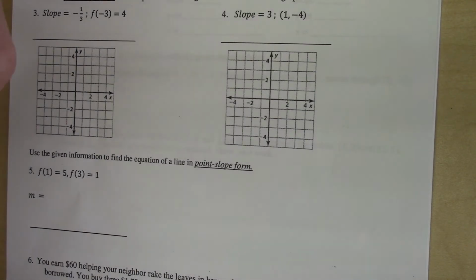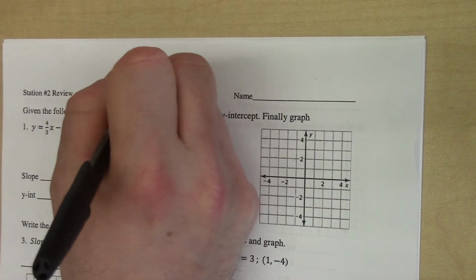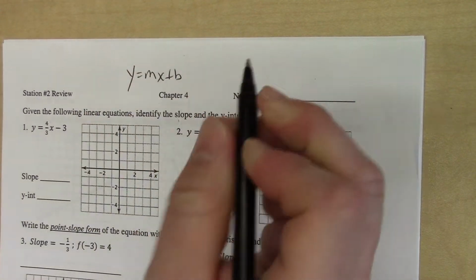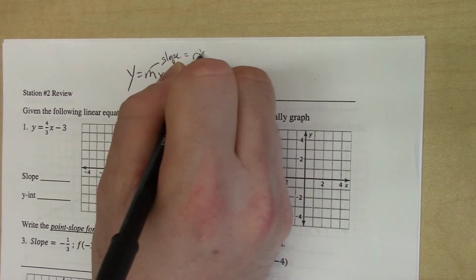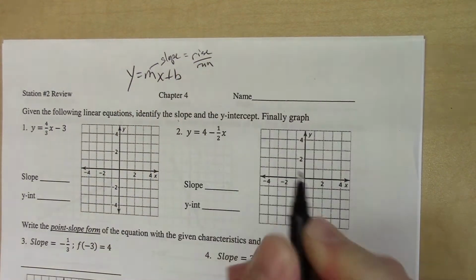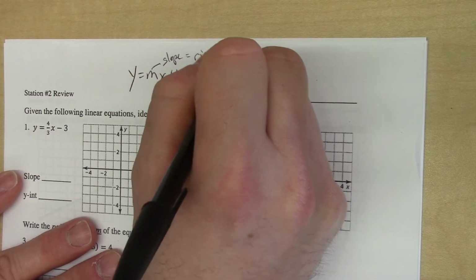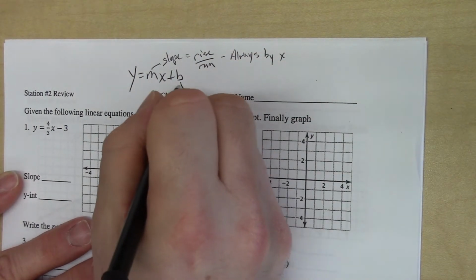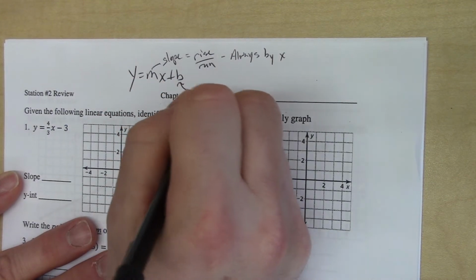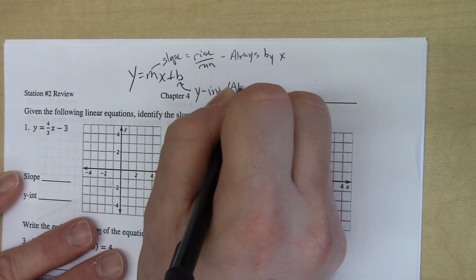Okay. Sheet 2, on top, again, I'm going to write y equals mx plus b, right, where m is your slope, which is, of course, your rise over run. We kind of need to know that for what we're doing here. And remember, this is always by x, whereas this b right here is your y-intercept. And remember, your y-intercept is always the one not by x.